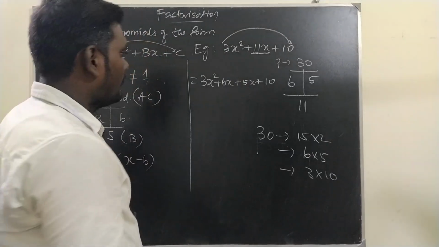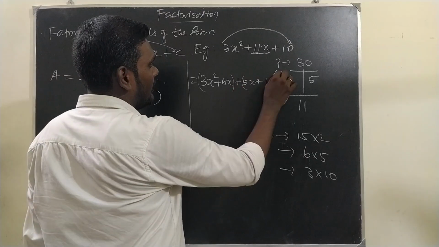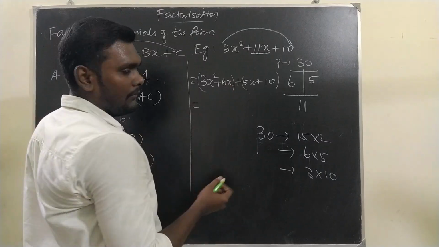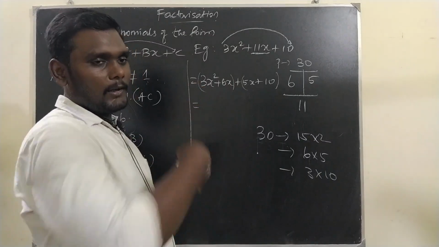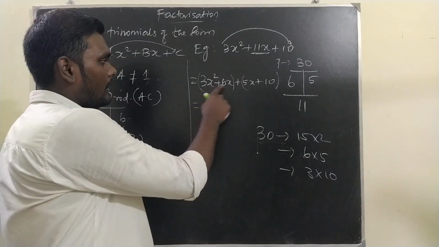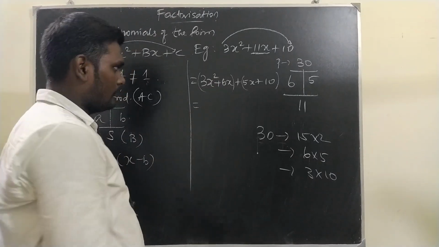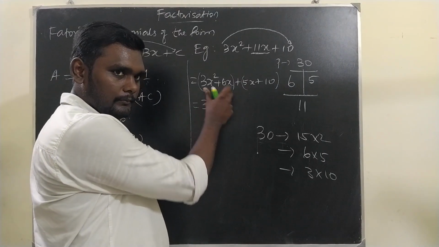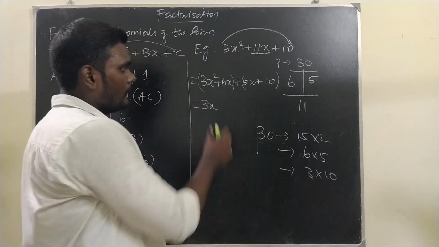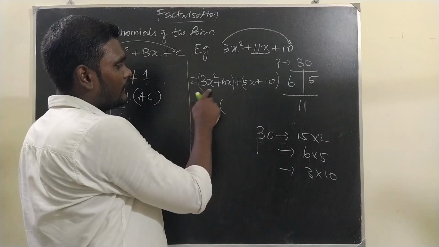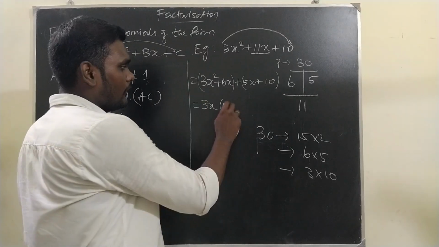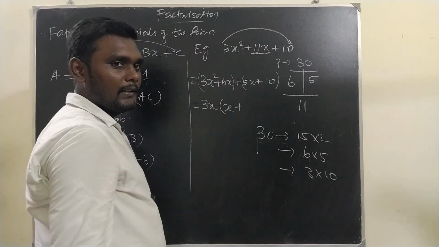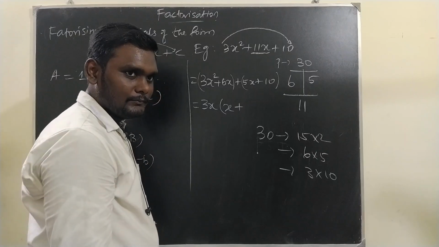We can group these two and the other two. From this group we need to take a common factor. From this group, what could be taken as a common factor? 3. This is also a multiple of 3. So 3x we can take from these two alone. So 3 is taken out, x² means x is taken out, so remaining x alone. Plus, when 3 is taken out from 6, it is 2. Good.